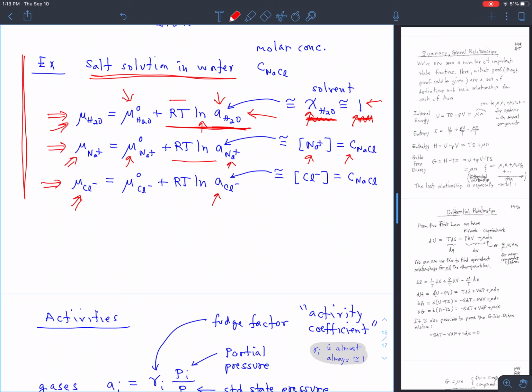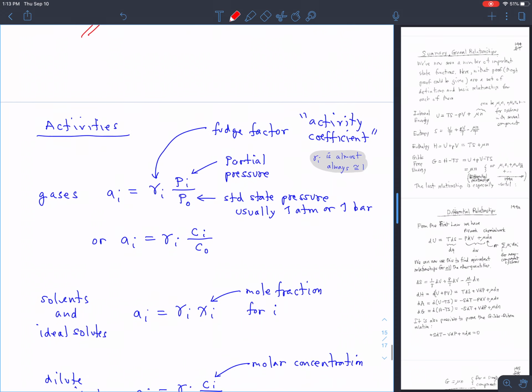And likewise for the chloride ions, there's a molar concentration of chloride ions, which is the same thing as the molar concentration of the sodium chloride, thought of as a species in its own right. All right, we'll see lots of examples of how these are used as we go along.